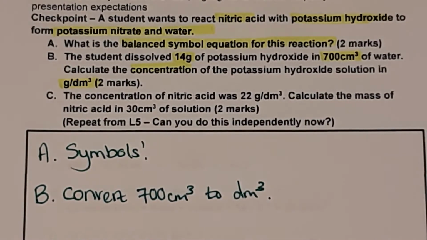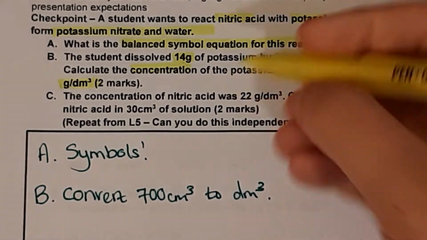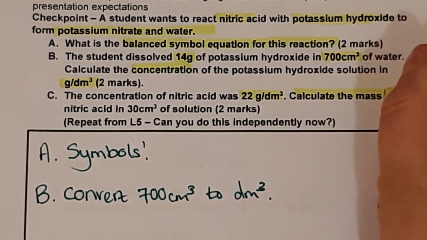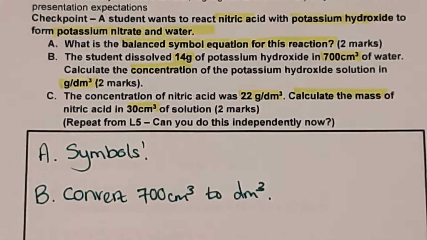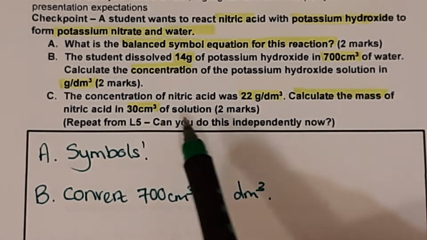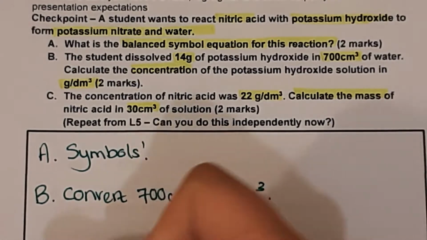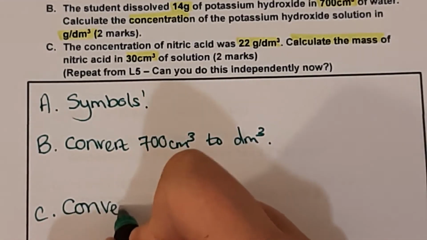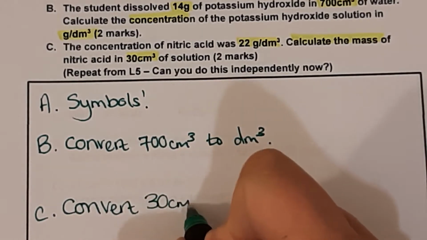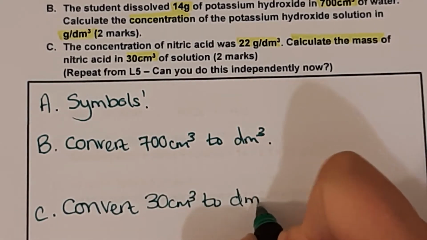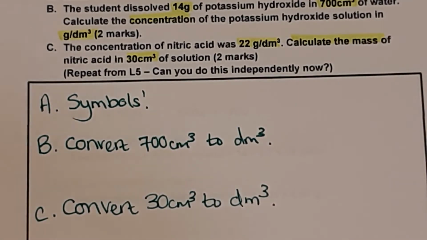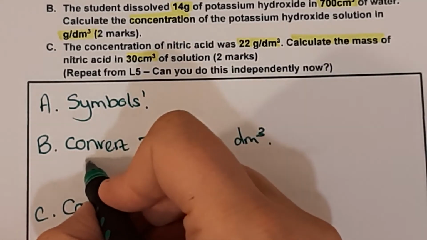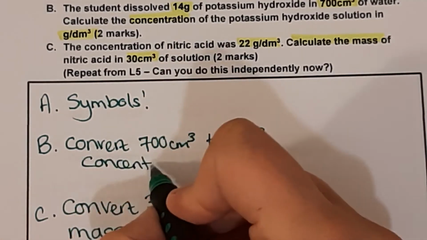C, the concentration of nitric acid was 22 grams per decameter cubed. Calculate the mass of nitric acid in 30 centimetres cubed of solution. So again, we're in centimetres cubed and we need to be in decameters cubed. I'm going to move this up so you can see what I'm writing. This time you need to convert 30 centimetres cubed to decameters cubed before you do the calculation. Your calculation is going to be mass equals, and for B, the calculation is going to be concentration equals.